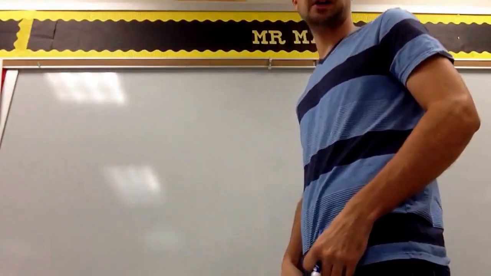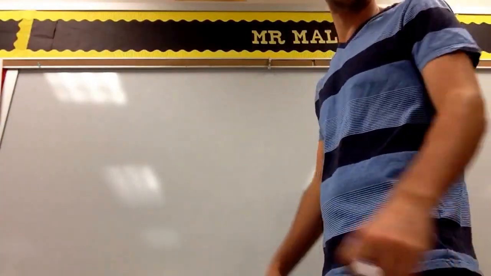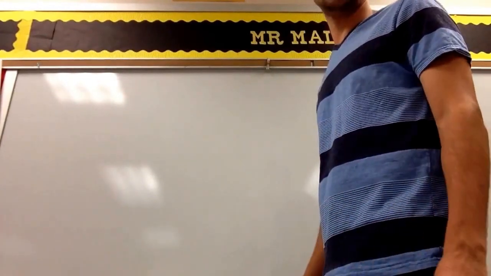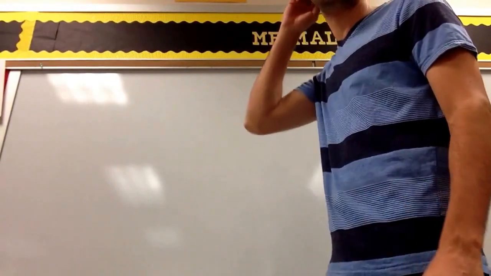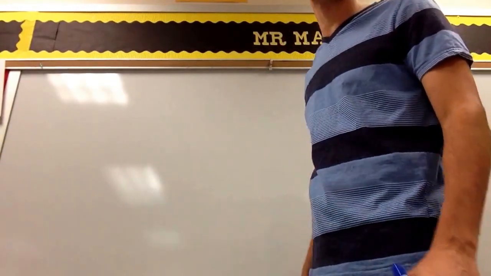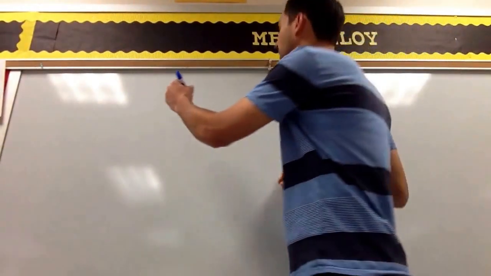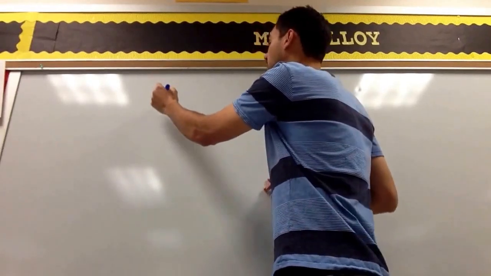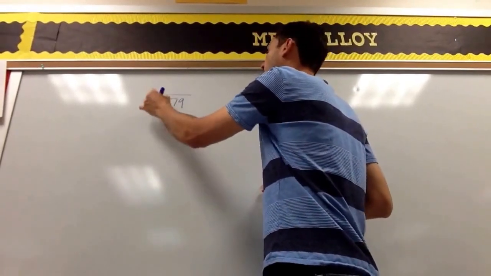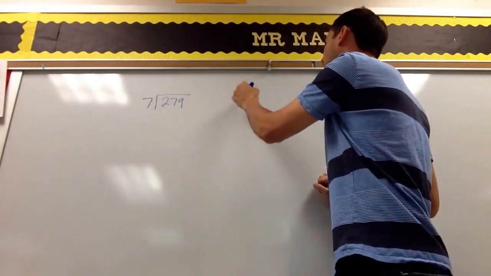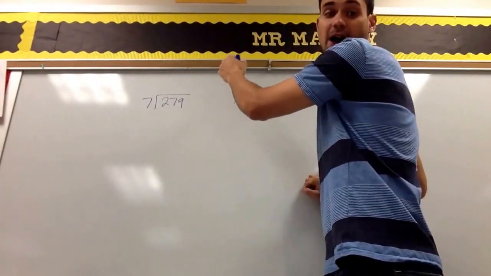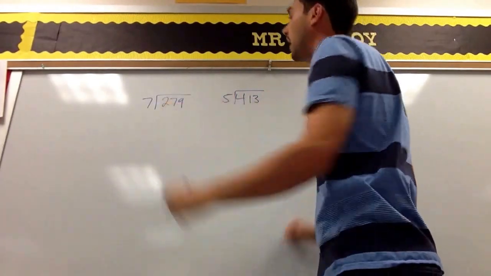Okay, if you would turn to page 7 in your packets, I'm going to show you how to divide by one-digit numbers or one-digit divisors. So we're going to do the first two together. So we have 279 divided by 7, and then we have 413 divided by 5.